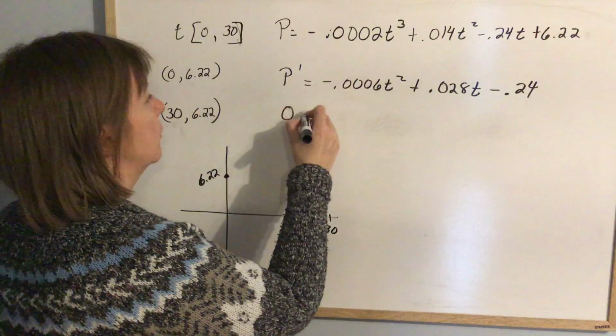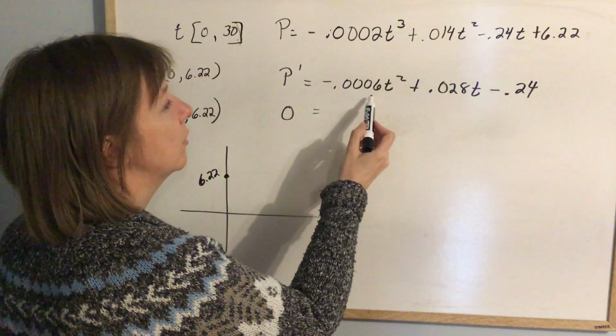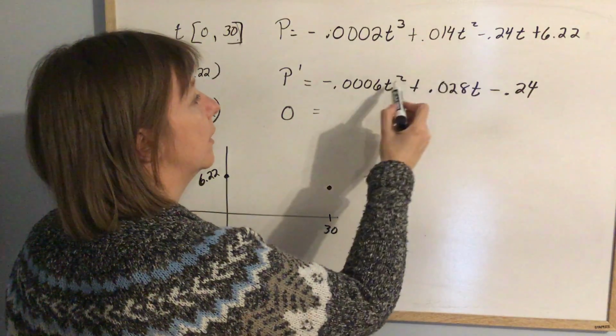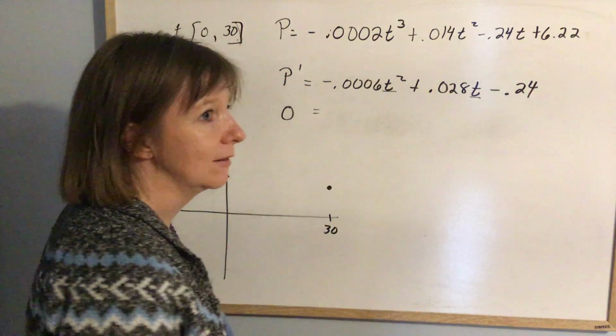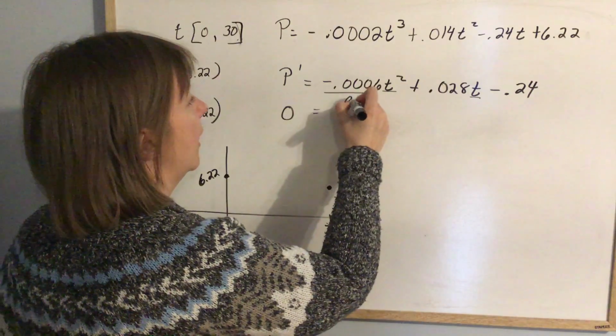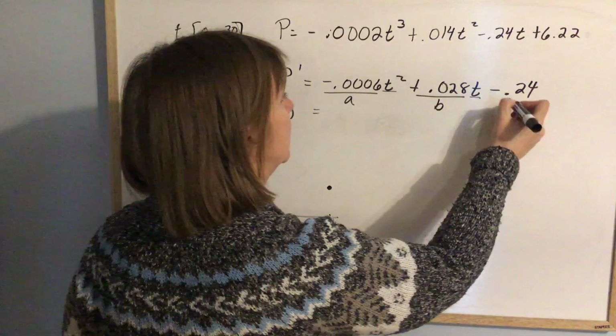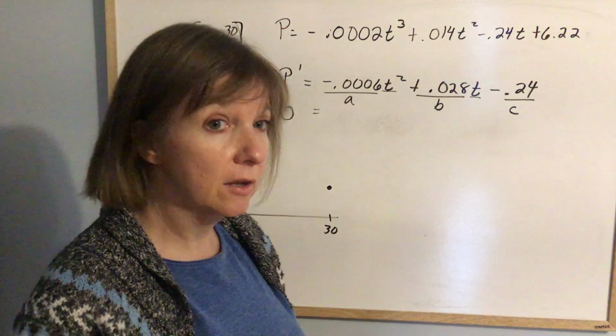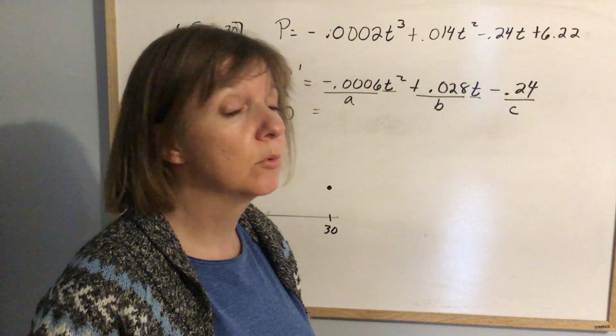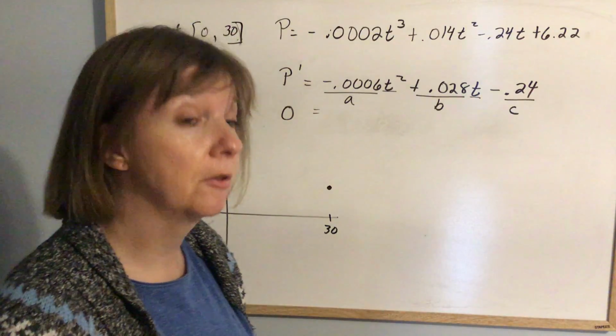In order to make this equal to 0, notice we have a trinomial, T squared, T, and a constant. So this is your A, this is your B, this is your C. You're going to do the quadratic formula with it. Negative B plus or minus the square root of B squared minus 4AC all over 2A.